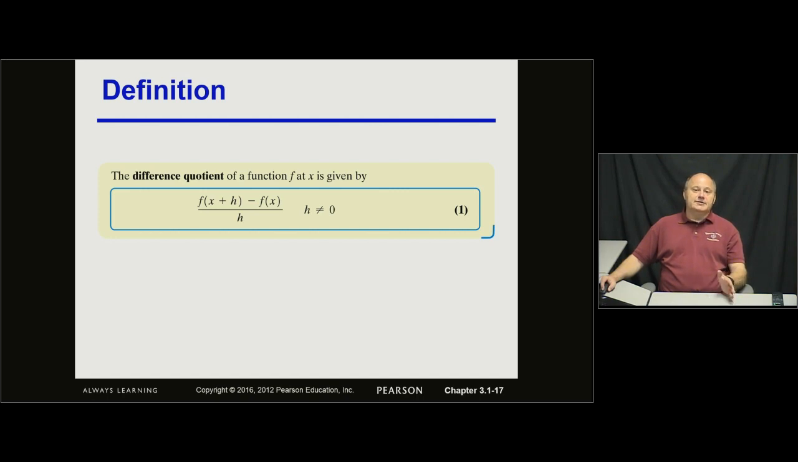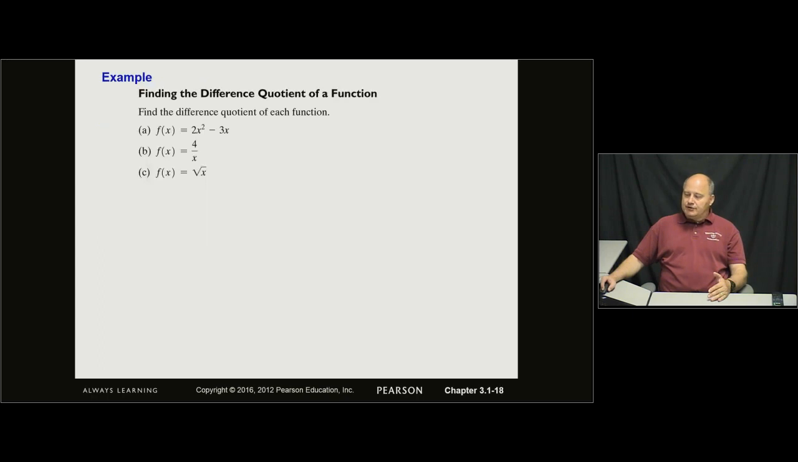For the rest of you, it's just a matter of getting one extra practice of how to evaluate a function. Okay? So let's look at this. We're going to find the difference quotient of a function using those formulas: f of x equals 2x squared minus 3x, f of x equals 4 over x, and f of x equals the square root of x.